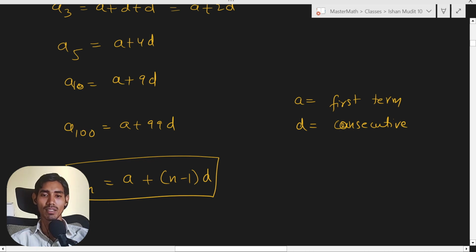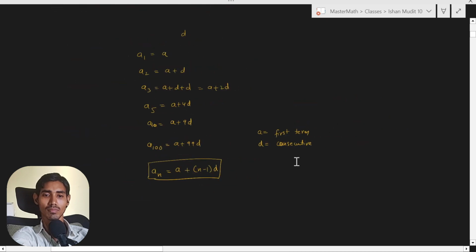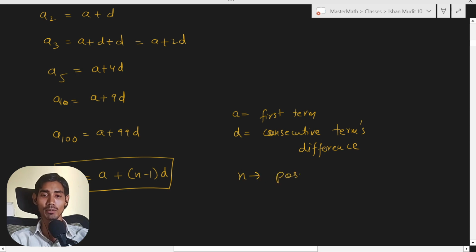So what is the identity, A plus n minus 1d or A plus nd minus d? That's the same thing, na? You can do A plus 100D. So how should we use it? We'll come to that. D is the consecutive terms difference. N is the position or place value.